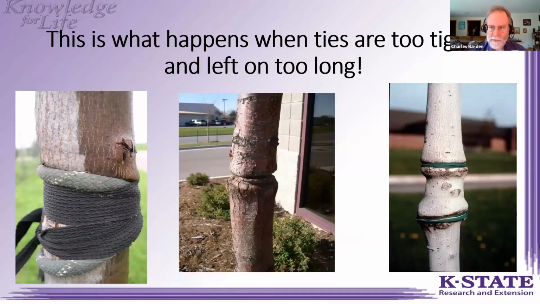Okay, this is what happens when the ties are too tight and left on too long. These ties are very, very tight, and they collapse the vessels in the phloem that allow the sugary water to flow from the crown of the tree down to the trunk to feed its diameter growth and cellular growth and down to the root system. When these ties are on too tight, it collapses those vessels like pinching a hose and preventing the flow from occurring. So the sap, the sugary water, the food cannot get from the top of the tree down to the bottom.